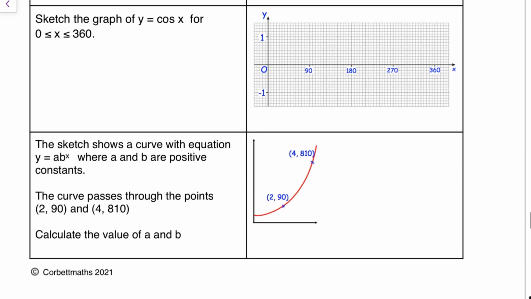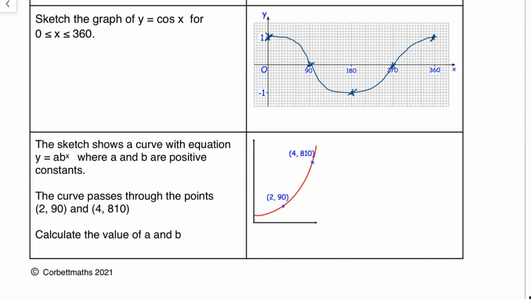Next question. Nice, straightforward: sketch the graph of cos. So cos starts at 1, goes to 0, comes down to -1, goes back up to 0, and ends where it starts at 1. The key point is I need to make this a nice, smooth graph that looks like this. That will get me the marks because I've clearly shown some understanding of the smoothness.